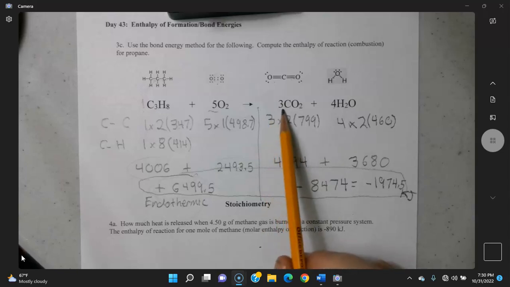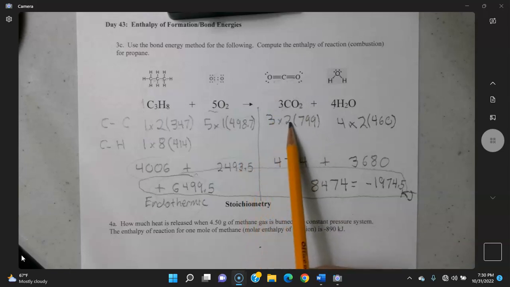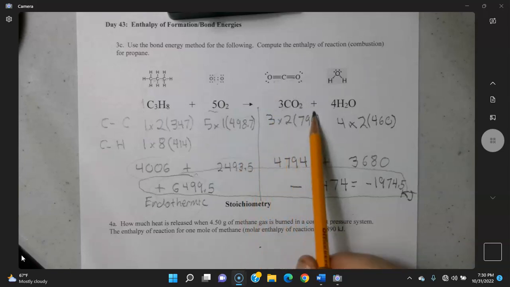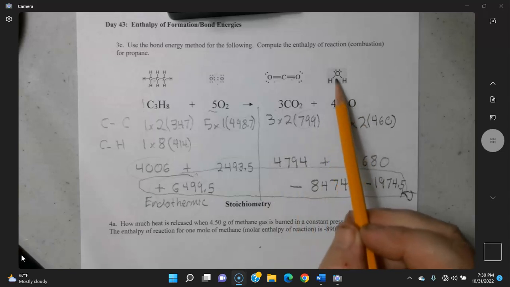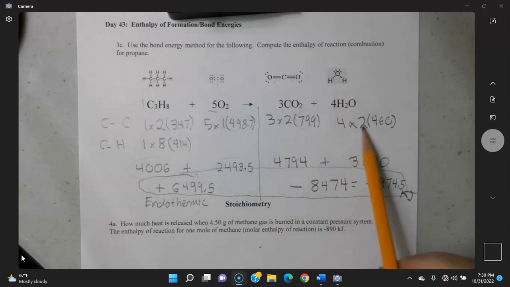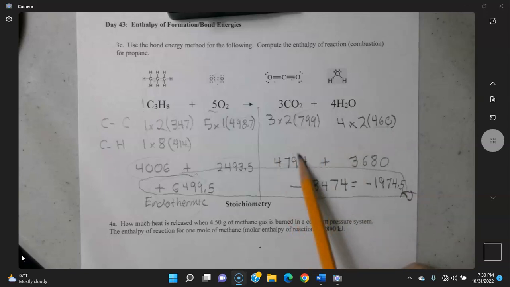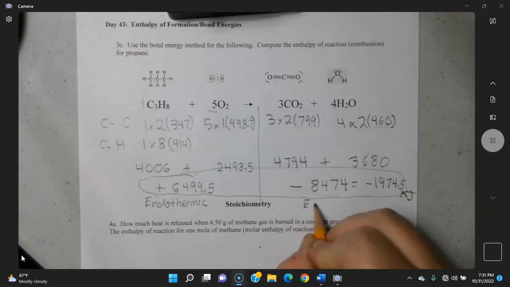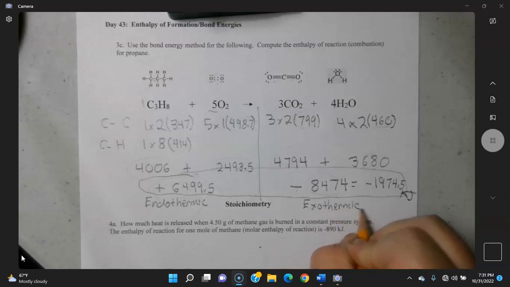So you have 2 per molecule, double bonds of carbon-oxygen, and there's the 2. And then 799 is the number that we did. Okay, and then it's 4, and then you have 2 hydrogen-oxygen bonds right there, and the number we got for that was 460. So you multiply these to get this and this, you add them together and you get this. You put the negative sign in front because it is exothermic. Energy is going to come out.